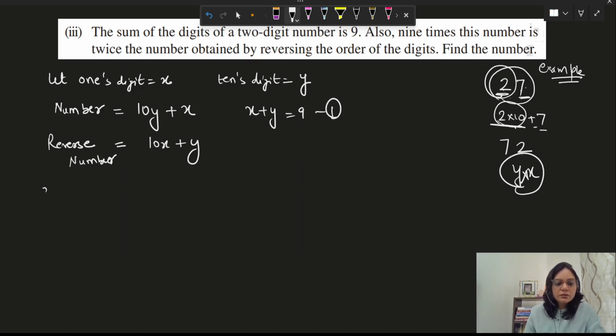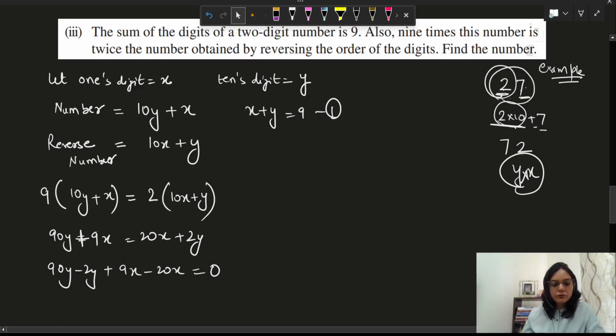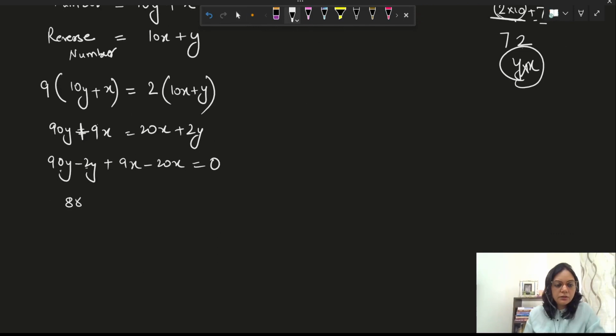Second thing it says: 9 times the original number 10y plus x is equal to 2 times the reverse number. So it will change to 90y plus 9x is equal to 20x plus 2y. Okay, students, now let's do repositioning again. 90y minus 2y, 9x minus 20x is equal to 0. When I solve it, it will be 88y minus 11x is 0. You can divide this whole equation by 11 to make it simple. So you can write it as 8y minus x is 0.